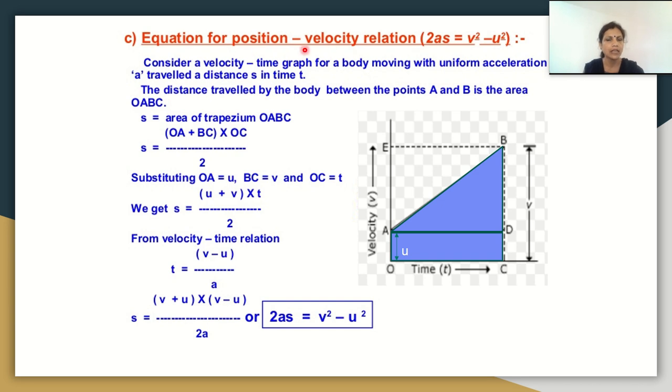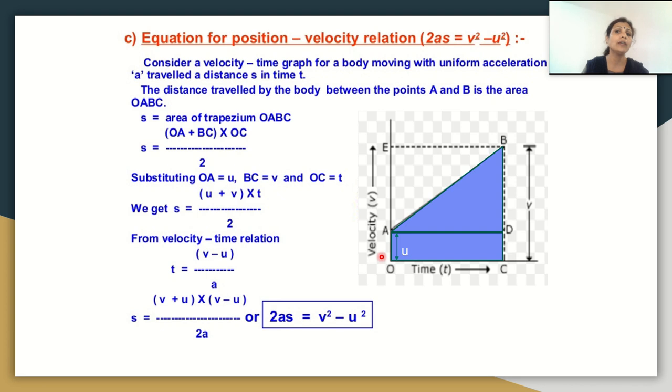velocity. So it's the displacement and velocity relation. Since I said displacement, again it is the area below the graph. Our graph is AB, below that the area is a trapezium. So I can say that the distance traveled by the body between the points A and B is the area of the quadrilateral OABC. That is, it is the area of a trapezium.